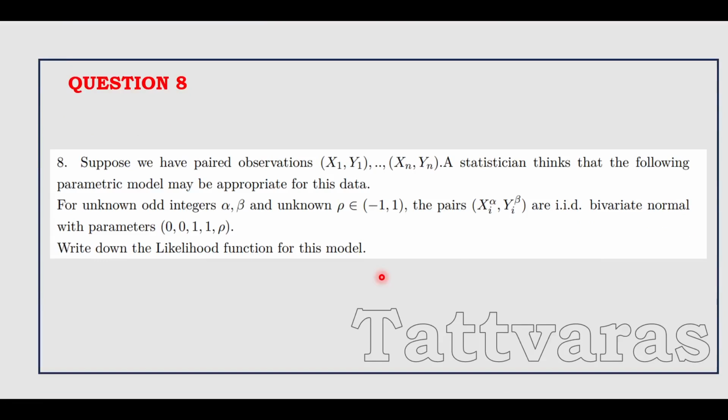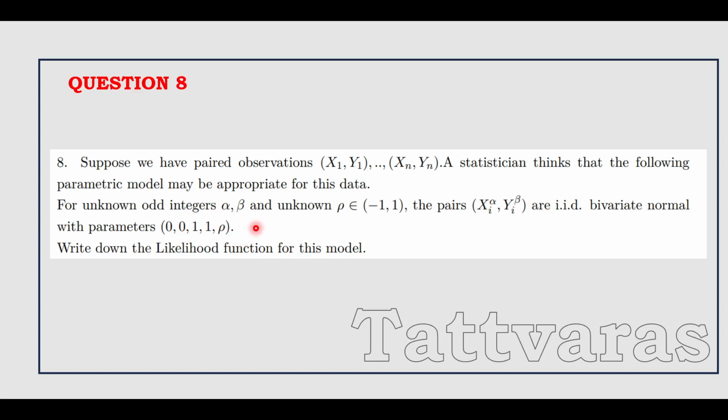But we can propose a distribution for the transformed variable, which is xi to the power alpha, yi to the power beta. Remember that alpha and beta are not known, okay? And the joint density is nothing but bivariate normal with the correlation coefficient rho, where rho is also unknown. Now we need to find out the likelihood function for this model.